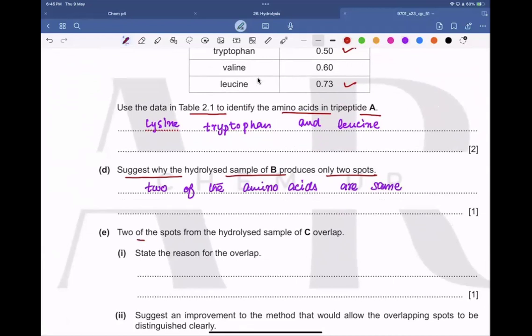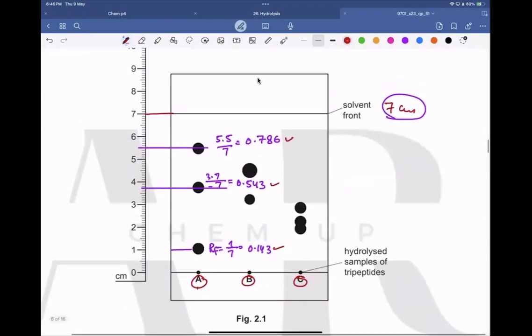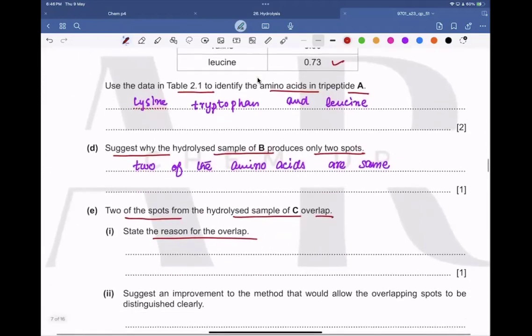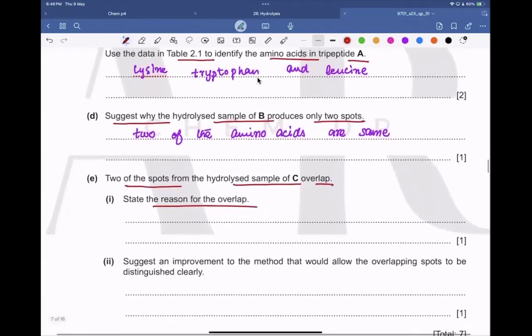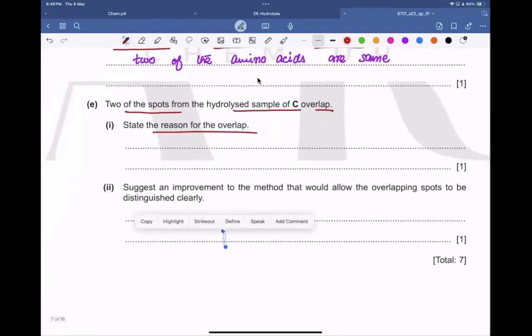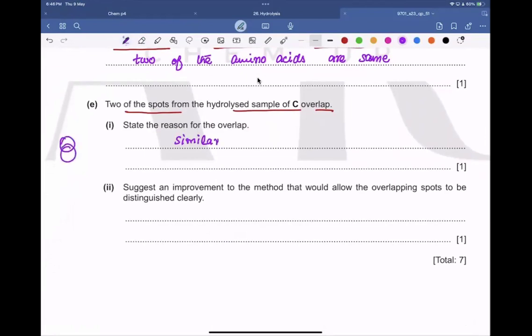Now, two of the spots from hydrolyzed sample C overlap. State the reason for overlapping. If you see these are overlapping, it means they have similar RF values. And remember, we are not going to use the term same, because they are overlapped like this, so their RF values are not exactly the same. There is a minor difference. So similar RF values.